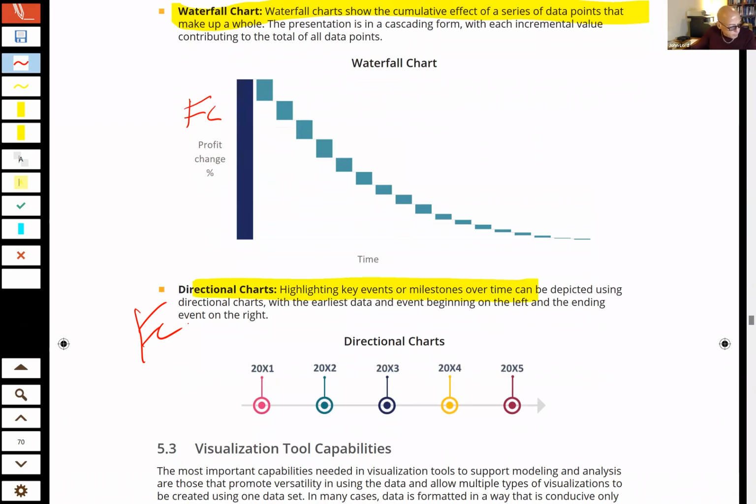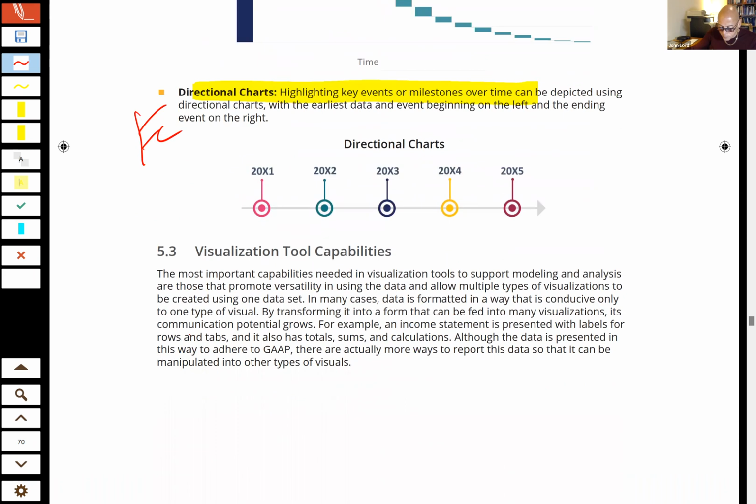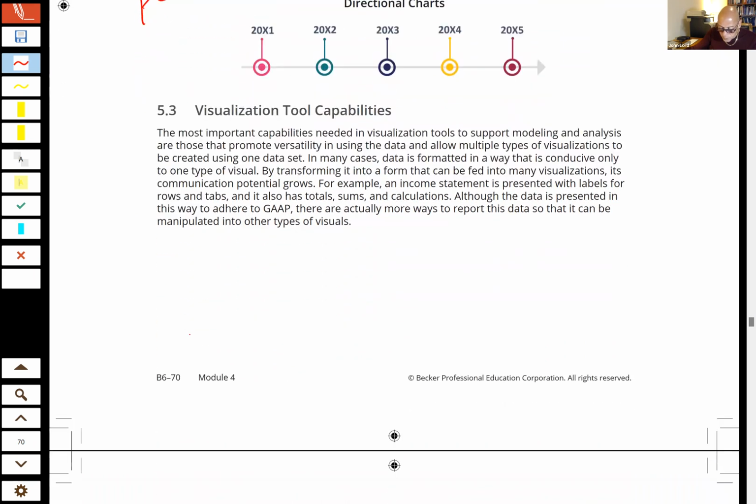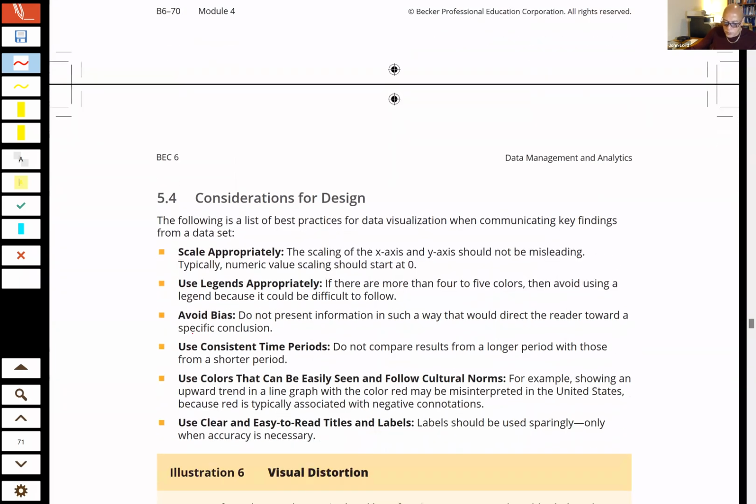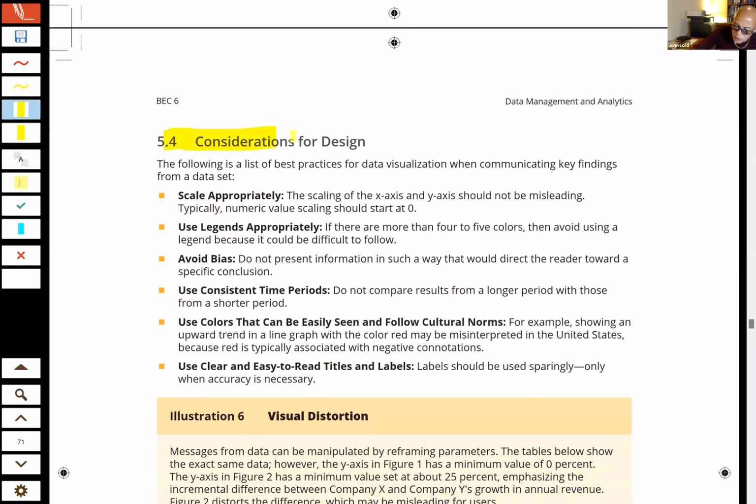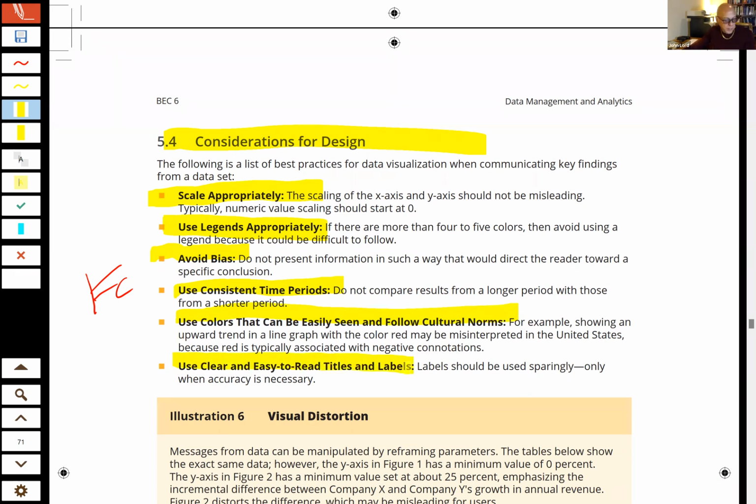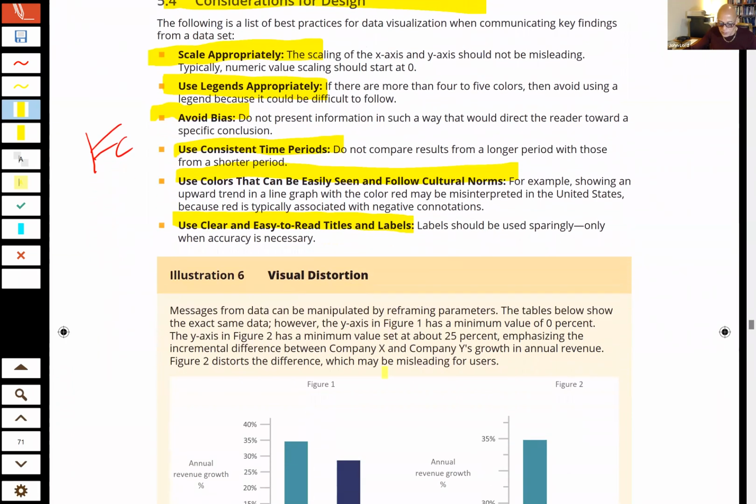Okay, now we take a look at considerations for design. Let's go ahead and flashcard some of these considerations at a high level. Scale appropriately, use legends appropriately, like they didn't do in that one that I was showing you. Avoid bias, use consistent time periods, use colors, use clear and easy to read titles and labels. Okay, and so those are good things to keep in mind.